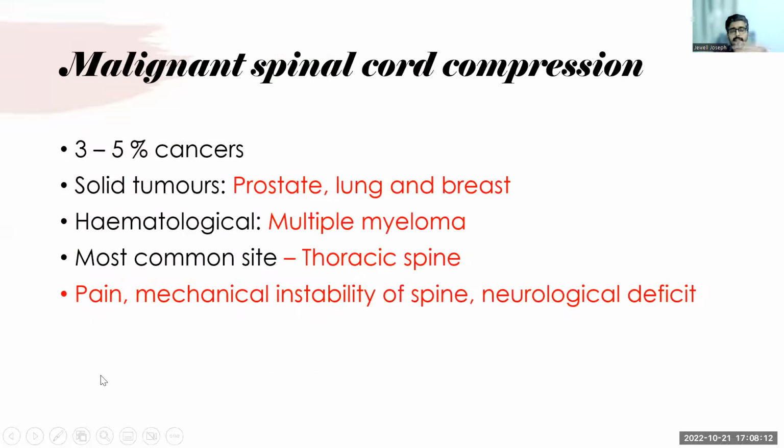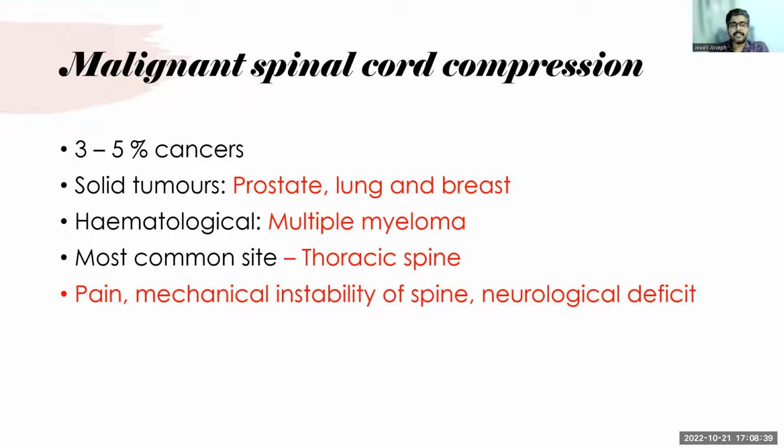So we'll start with malignant spinal cord compression, probably one of the most common emergencies that we see in palliative care. Malignant spinal cord compression occurs in 3 to 5% of cancers. It can be due to solid tumors or hematological malignancies. The most common solid tumors include prostate, lung, and breast. Among hematological malignancies, the most common example is multiple myeloma, which primarily affects the plasma cells and bones.